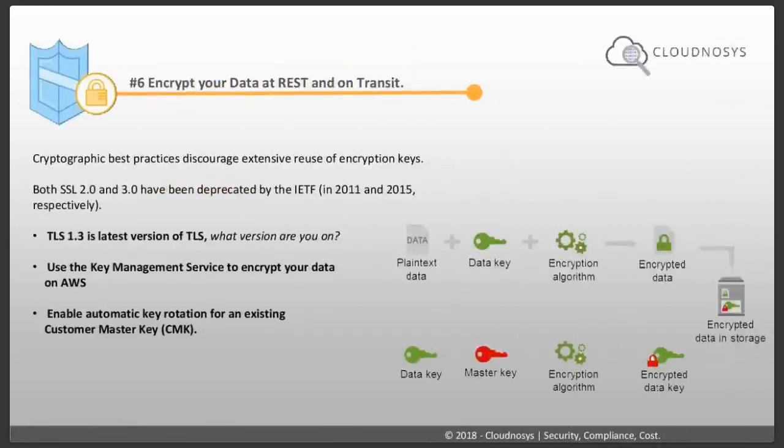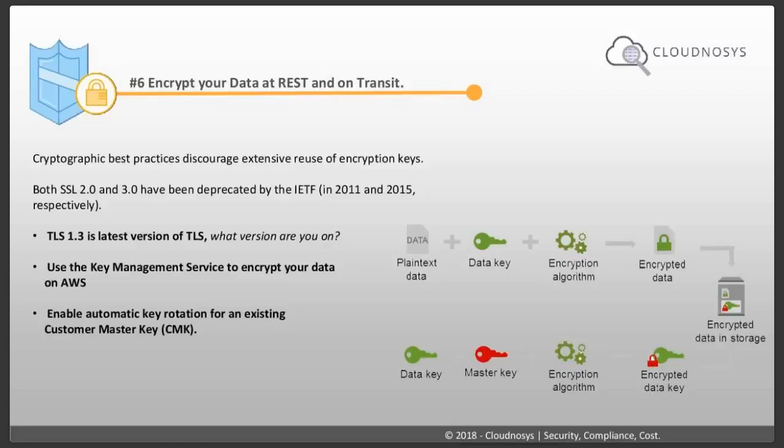And then number 6 is encryption. Now, encryption can get complicated across the board in AWS. It's easy to turn on, but it's something that you need to manage, and you need to track to make sure that, you know, everything is in play. SSL 2.0 and 3.0 have been deprecated. You guys should know that by now. You should not be using SSL 3.0. TLS 1.3 is the latest version of TLS, but at minimum, you need to have 1.2 or higher. Don't use 1.1 because it has a lot of vulnerabilities reported, so you need to move up to 1.2 or higher. Use Key Management Service to encrypt your data on AWS, and you should also enable automatic key rotation for your existing customer master keys, which are CMKs, in your environment.